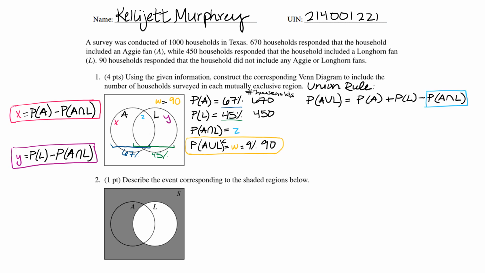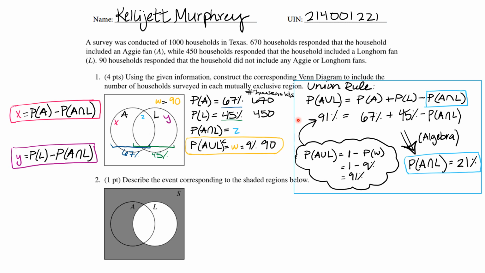To find the Z value, we're going to use the union rule. The union rule is when you have A or L, that's any of these, is equal to the probability of A plus the probability of L minus the probability of A and L. A and L is equal to the Z region. So now we just need to plug in the numbers that we know.